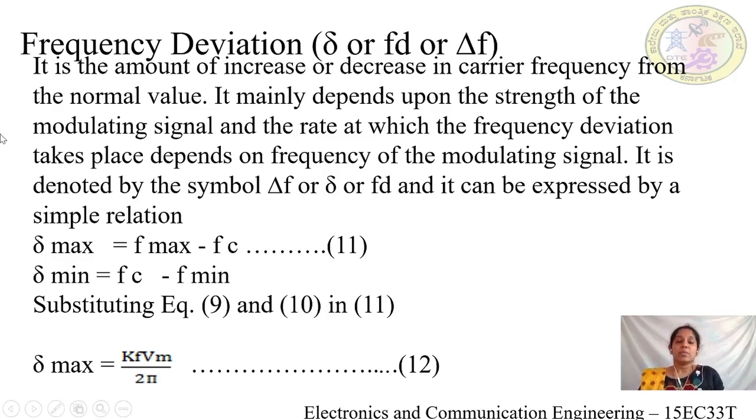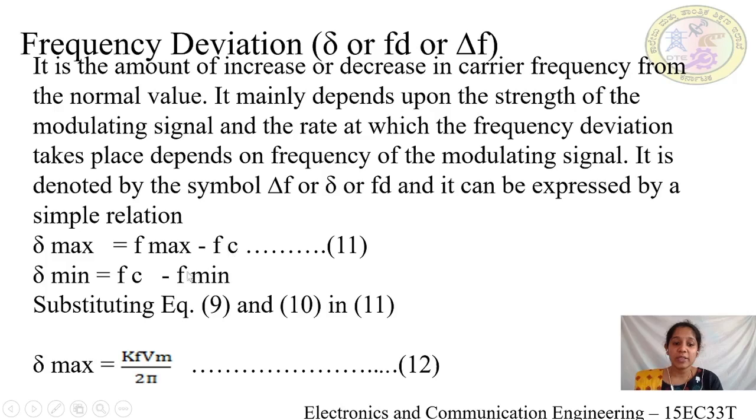Now let us discuss what is frequency deviation. Frequency deviation is the amount of increase or decrease in the carrier frequency from the normal value. It mainly depends upon the strength of the modulating signal and the rate at which the frequency deviation takes place on the frequency of the modulating signal. It is denoted by the symbol delta f or delta or fd, and it can be expressed as delta max is equals to f max minus fc.